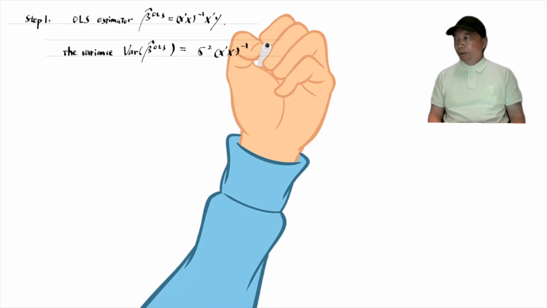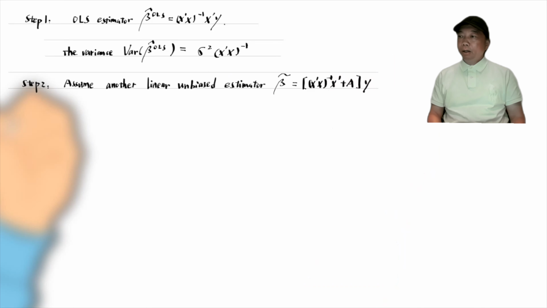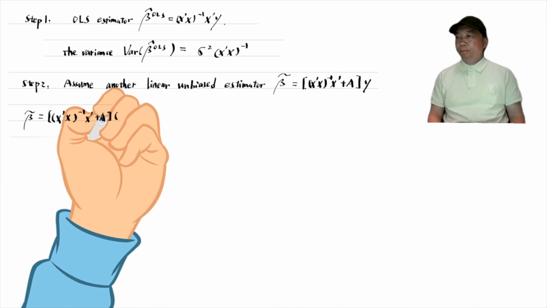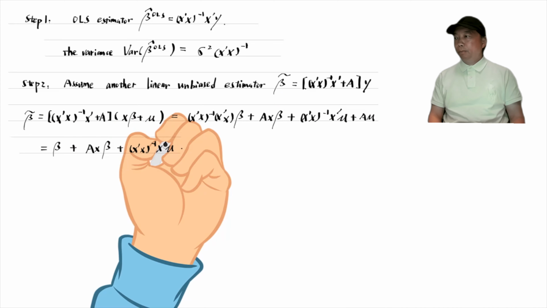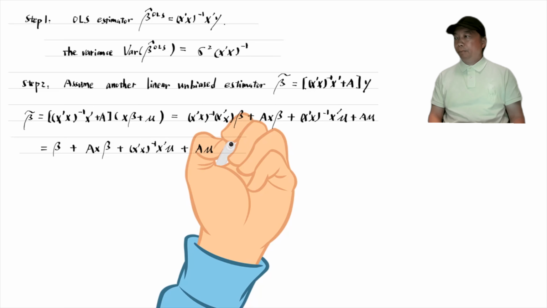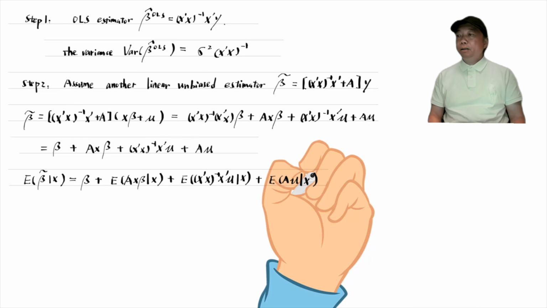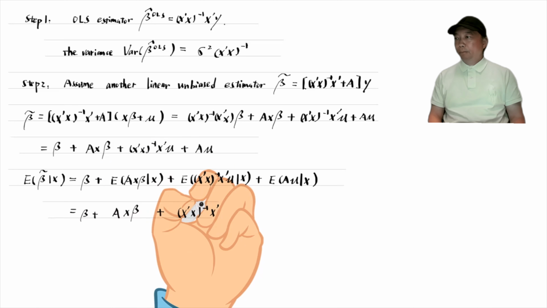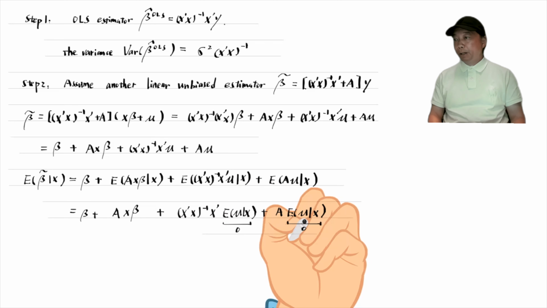In the second step, we assume another linear unbiased estimator, beta tilde. It is a linear estimator, so it is a linear function of the outcome variable y, where A is a matrix of the explanatory variables. Substituting the population model equation for y leads to 4 terms. Next, we use the property of unbiasedness to simplify it. We write the expectation of beta tilde. The last 2 terms are 0 because we assume the error term is not correlated with the explanatory variables.